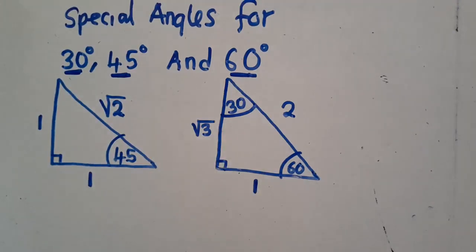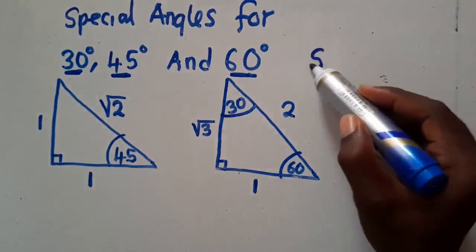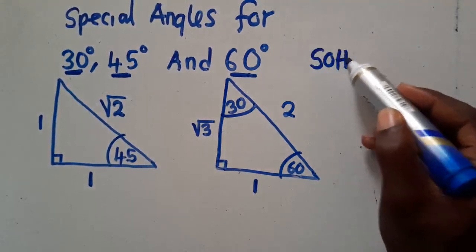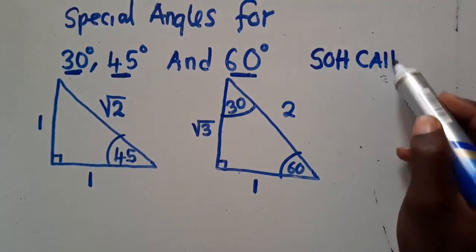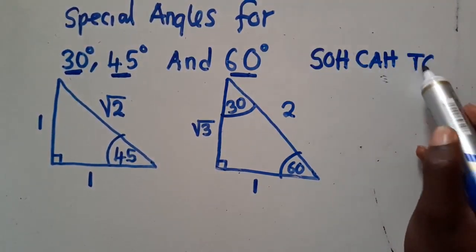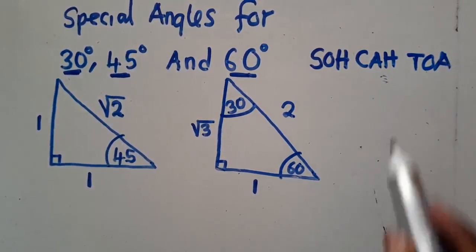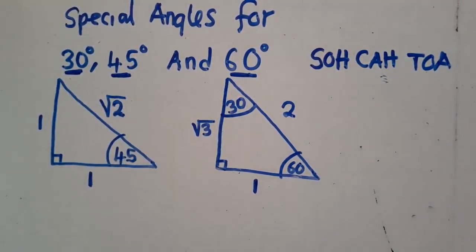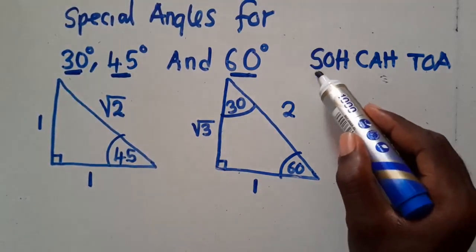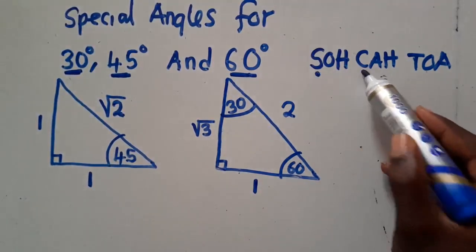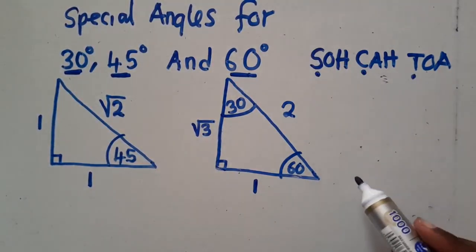Before we go any further, you need to know this. There's what we call SOHCAHTOA. You need to know SOHCAHTOA. So what does this mean? This is sine, this is cos, this is tan.